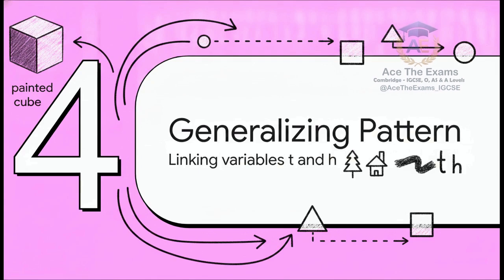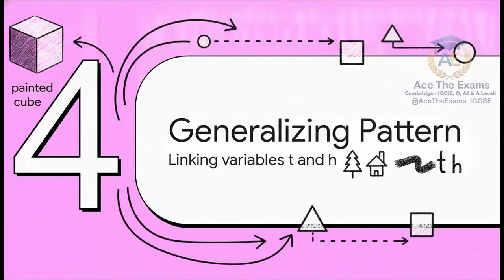Now we move to step 4, generalizing the triangle pattern. We need to link our variables t for total triangles and h for horizontal lines. Sam often rushes this part and gets the variables backwards, writing h in terms of t.